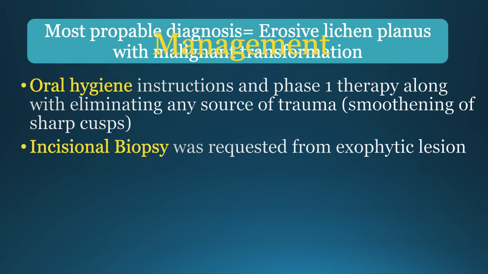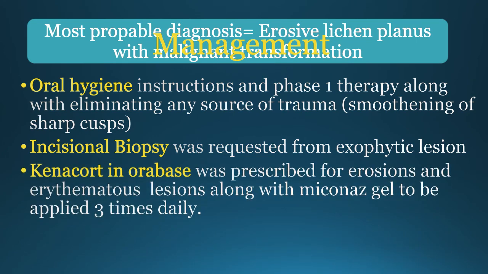Then we prescribe the patient the normal prescription for lichen planus for the other lesions we discovered in the oral cavity. We prescribe Kenacort in Orabase as a corticosteroid for erosive and erythematous lesions located all over the oral cavity, with Miconaz gel, which is an antifungal. And why do we prescribe an antifungal with Kenacort in Orabase? Because Kenacort in Orabase could increase fungal infection as it lowers the immunity of the patient. Both are to be applied 3 times daily.